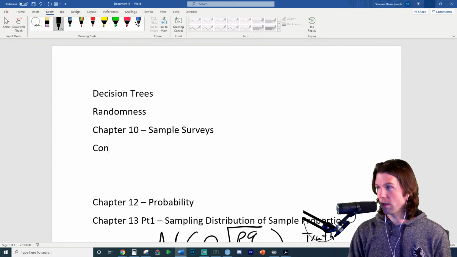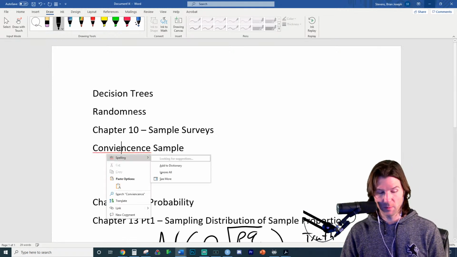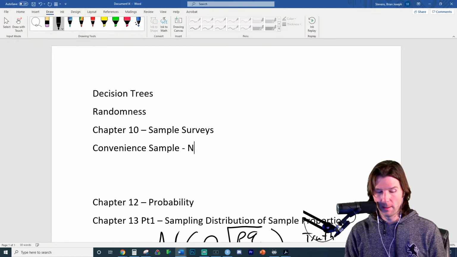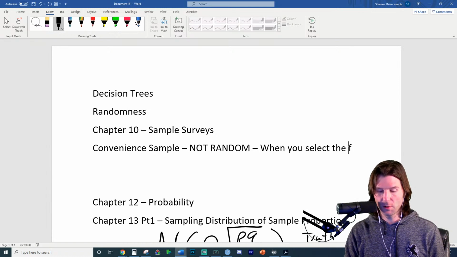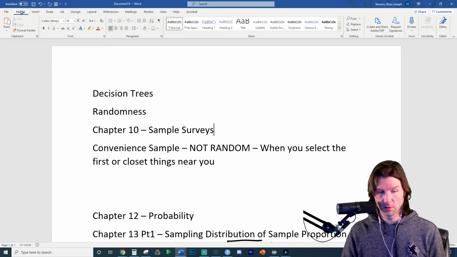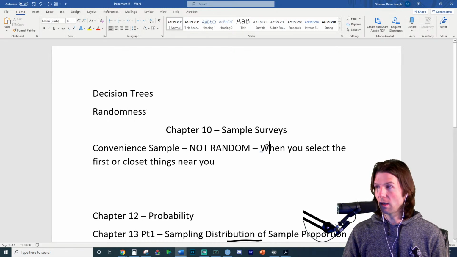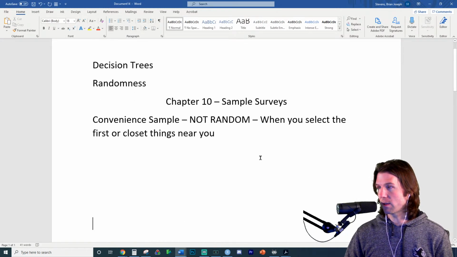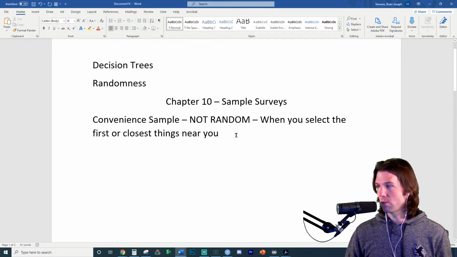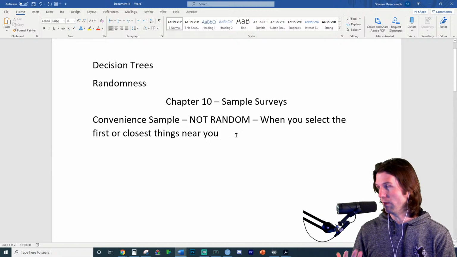Let's go here and start with convenience sample. I never spell it right. Convenience. There we go. It's such a weird word. So convenience sample, not random. It's when you select the first or closest things near you. So this is not a random sample right here. Do not think that convenience sampling is a good thing. This is not random, convenience bias, convenience sampling.